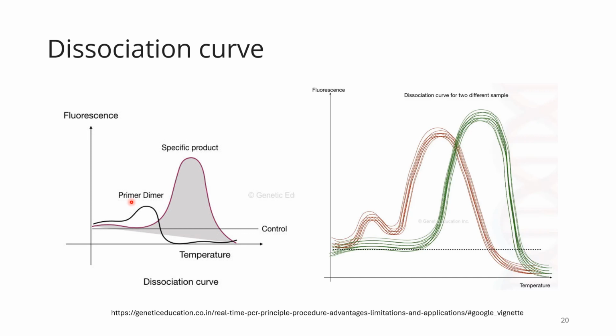So after the completion of the reaction, the temperature is gradually increased to melt the double-stranded DNA, meaning the copies of the double-stranded DNA generated are now melted or separated. Eventually, the dye dissociates from the double-stranded DNA and the fluorescence signals gradually decrease. A single and sharp peak for all the templates in the graph indicates specific amplification, while the rest of the peaks indicate non-specific products or formation of primer dimers.